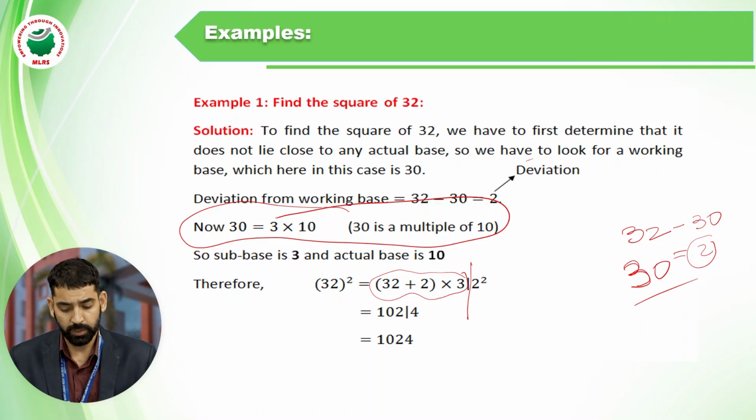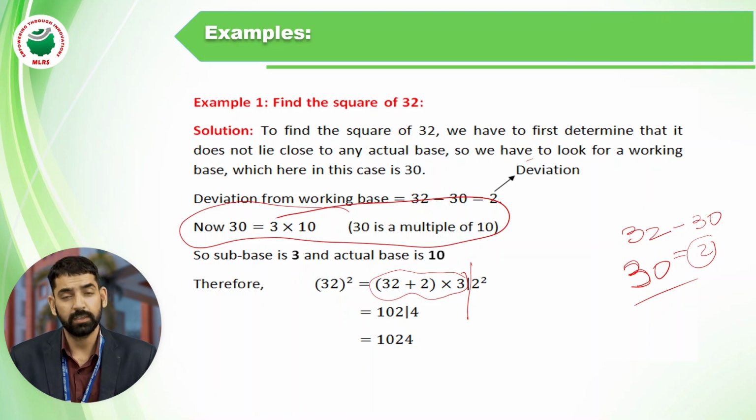Here, when we discuss finding the square of 32, it lies close to a working base, which is 30, and 30 clearly is a multiple of 10. So 30 is the working base. 30 can be split into 3 into 10. So 3 is the sub base and 10 is the actual base.